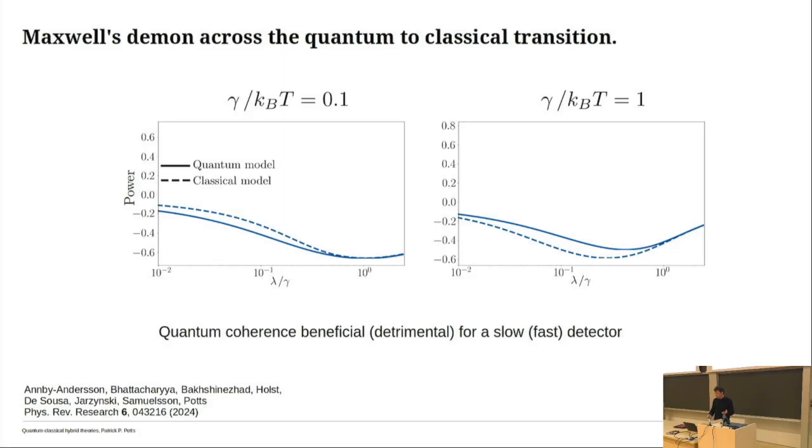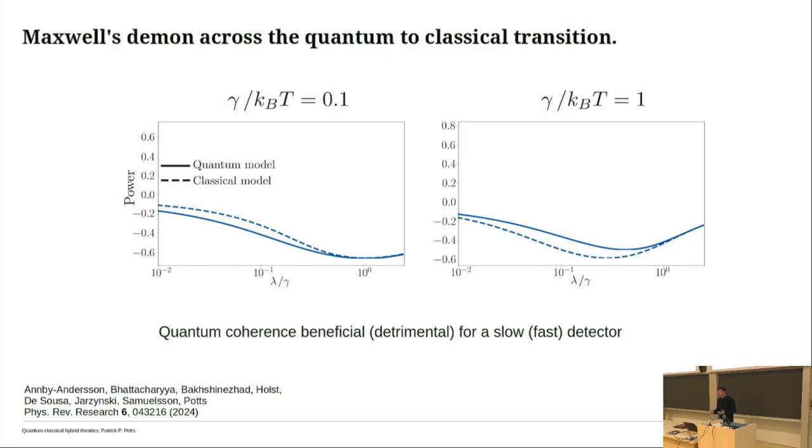I show you the power. The solid lines are the quantum model, the dashed lines the classical model. Extracted power is negative here, so we want power to be as negative as possible. And on the left, I show you a relatively slow detector, relatively small bandwidth, and on the right, a faster detector. And for the slow detector, we find that the quantum model actually predicts more power, so quantum coherence seems to be beneficial to extract power. On the right, it's the other way around. Quantum coherence seems to be detrimental.